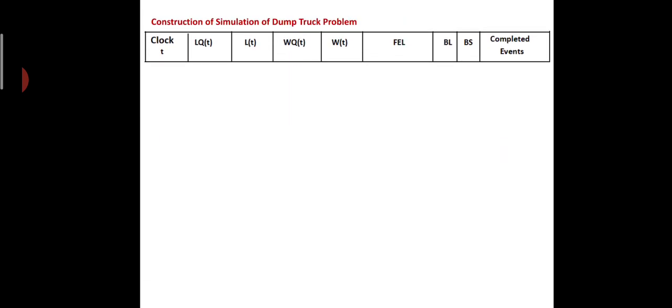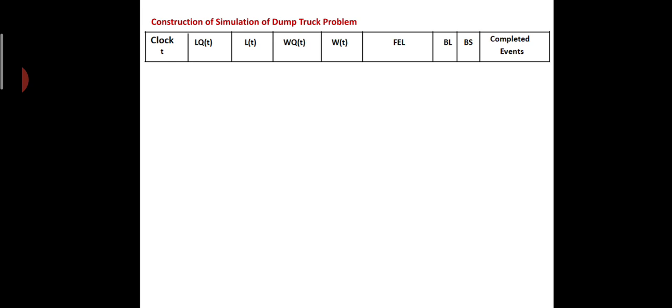Now let us construct a simulation table. We are using the parameter clock, which keeps track of the simulation time. LQ(t) indicates the number of trucks present in the loader queue at time t, and L(t) indicates the number of trucks at the loader at time t. WQ(t) is the weighing queue. It shows the number of trucks present at the weighing queue at time t, and W(t) is the weighing point, the number of trucks present at the weighing point at time t.